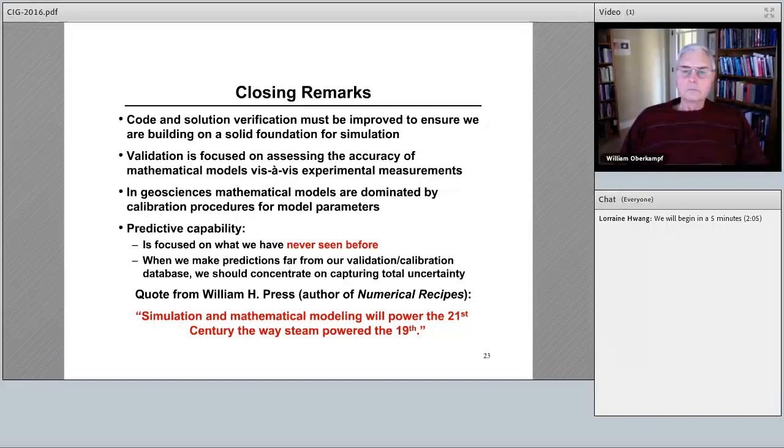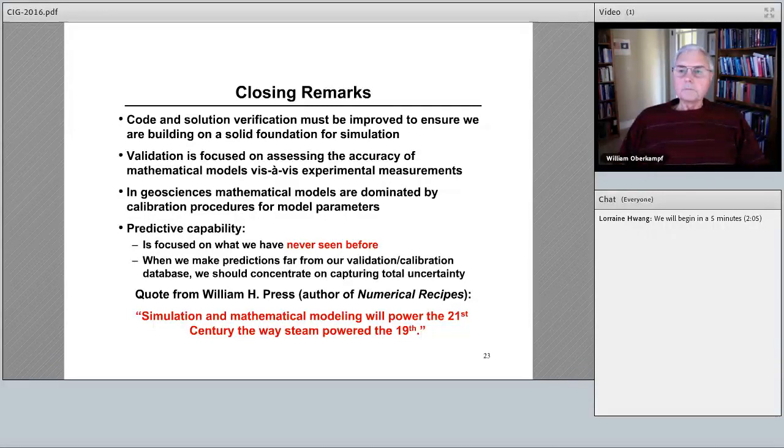Thank you very much, Bill, for that introduction to verification and validation. It's certainly a lot to think about as we go forth, and some of us who actually do coding and some of us who use other people's codes to further our research and our models.